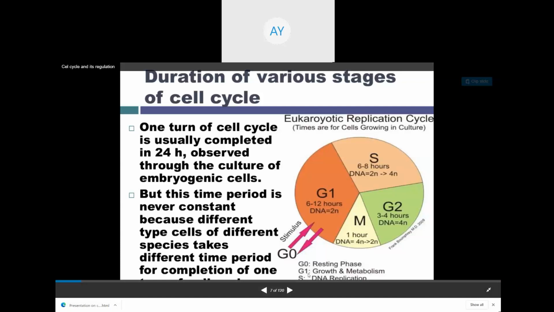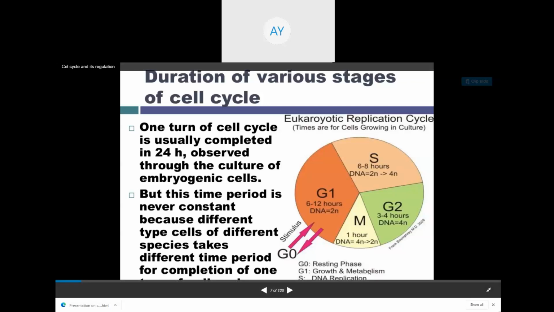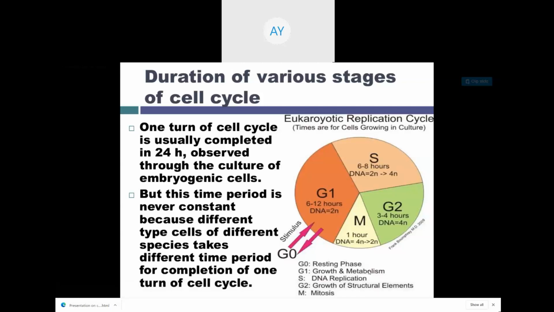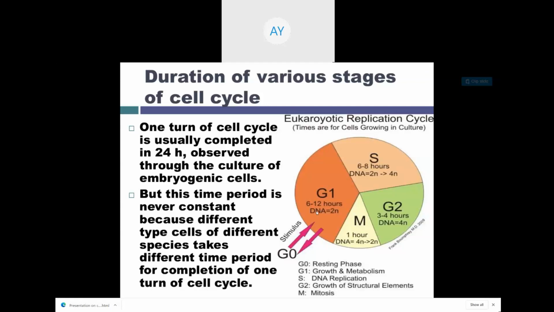But if you are observing the G1 phase, that is growth and metabolism. What do you mean by metabolism? I have already told you that it is actively dividing, means synthesis phase, where there is synthesis of either RNA or protein or DNA. So generally in the case of G1, there is synthesis of protein as well as synthesis of RNA. So that's why it is known as growth and metabolism.